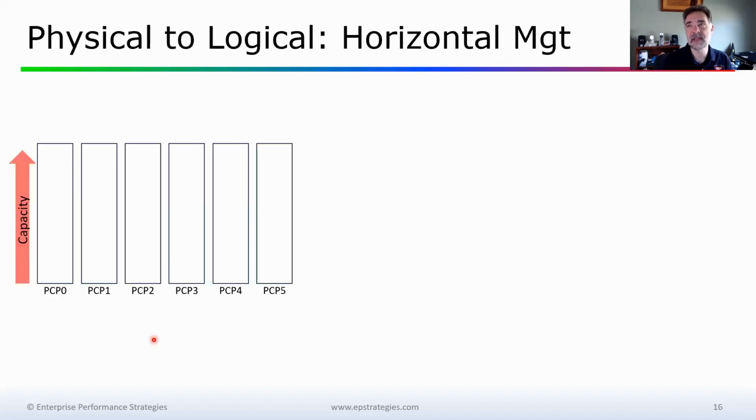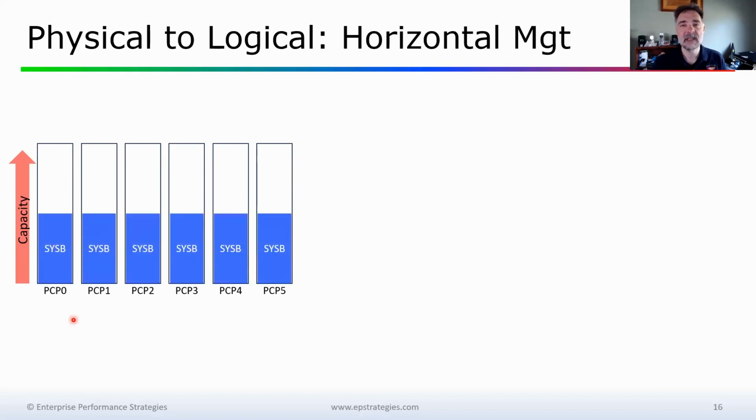Okay, so what does this look like? Well, this is the horizontal CP management chart or view of the world here. And if we imagine we have our 6 physical CPs here, the vertical side of the box basically represents the capacity of the physical CP to do work. If we put SYSB on here, again, this is prior to HiperDispatch, you can see it's spread horizontally across all of those physical processors because, again, we have 6 logicals. Without HiperDispatch, we spread the capacity across all 6 logicals.